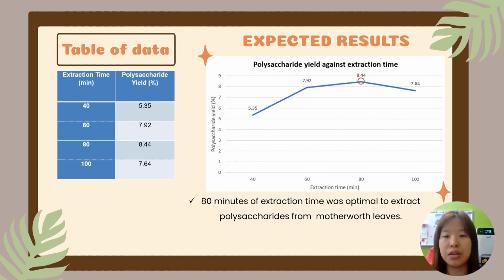The figure above shows the expected results from the literature about the effect of extraction time on polysaccharide content obtained in motherwort leaf. The extraction was conducted for 40, 60, 80, and 100 minutes at a constant temperature of 80 degrees Celsius. According to the graph, during the 40 to 60 minutes of extraction, the polysaccharide content increased significantly from 5.35% to 7.92%. Then, the polysaccharide collected increased slightly to reach 8.44% at 80 minutes of extraction, resulting in the highest polysaccharide content. However, when the extraction time ran at 100 minutes, the polysaccharide content of motherwort leaf was reduced to 7.64% at the end of extraction. Overall, it was deduced that 80 minutes of extraction time was optimal to extract polysaccharides from motherwort leaf.